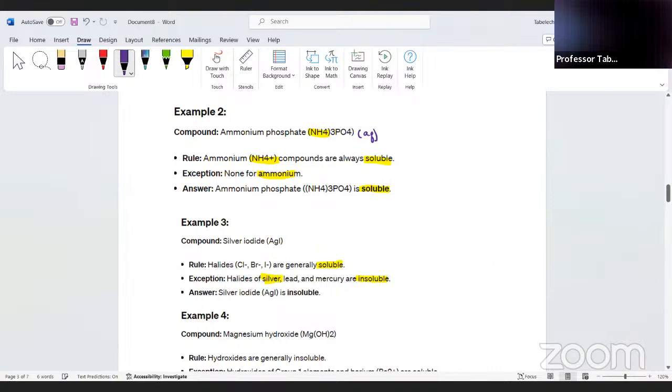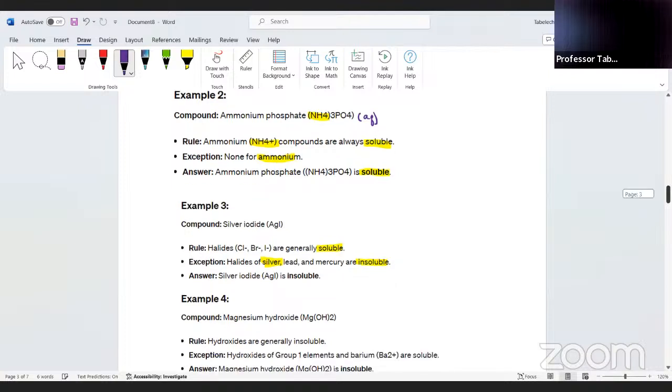So when you look at magnesium hydroxide, magnesium, okay, that's in group 2, right? But they also told you hydroxides. We mentioned something about hydroxides. Hydroxides are generally insoluble. Hydroxides of group 1 elements and barium are soluble. So in other words, if you've got barium, because that's in group 2, only that element. But then if you've got group 1 elements paired with your hydroxides, then they are soluble. But in this case, no. Magnesium is insoluble with the hydroxide, okay?